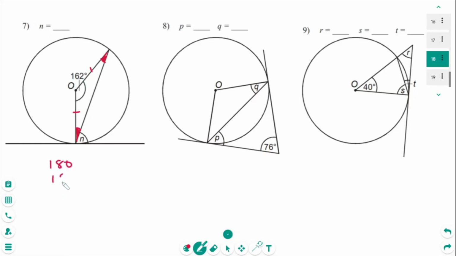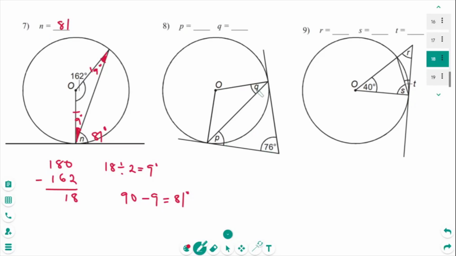That's 180 minus 162, which gives you 18. So to find each of the base angles here, divide this angle by 2, and that gives you 9 degrees. So each here is 9 degrees, and also here is going to be 9 degrees. As I said at the beginning, this is a radius and I have a tangent. A radius and a tangent meet at 90 degrees, so this whole angle here is 90 degrees. So if here is 9, n is going to be 90 take away 9, and that's 81 degrees. So n is 81 degrees. That's pretty easy, right?